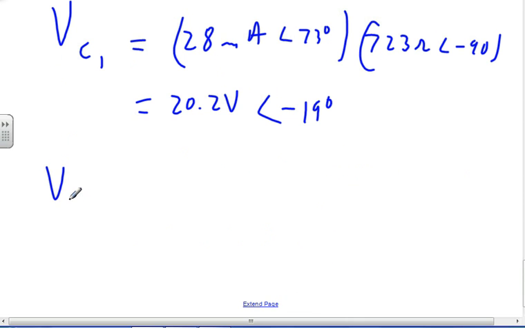Okay, now I'm going to look at the voltage across the parallel path. 90 minus 73 would be 17, isn't it? Okay, I think so. All right, we'll go with 17. The voltage across the parallel path is going to be 10 volts minus the 20.2 volts angle minus 17.